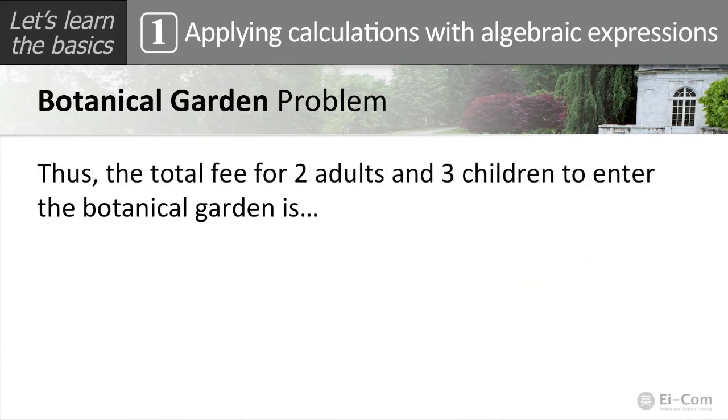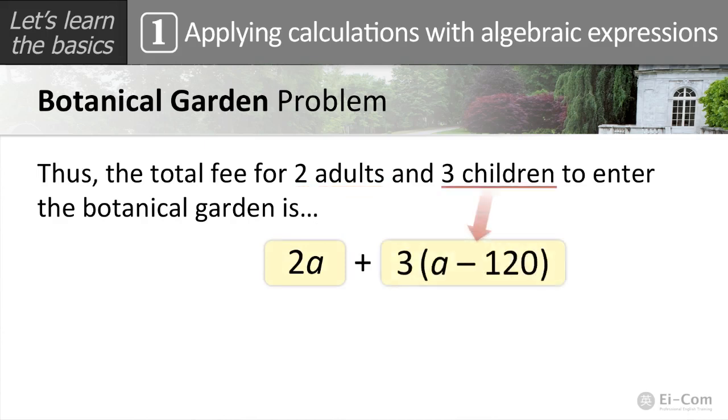Thus, the total fee for 2 adults and 3 children to enter the botanical garden is the fee for 2 adults, 2a, plus the fee for 3 children, 3 times the quantity a minus 120. And since the fee is an amount of money, we should write the units, which in this case is yen. Now, let's simplify the expression.